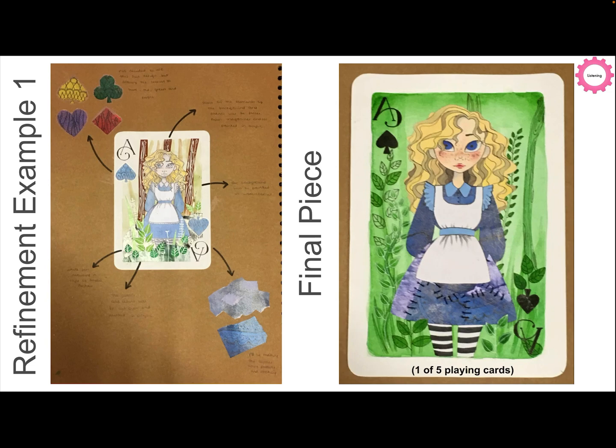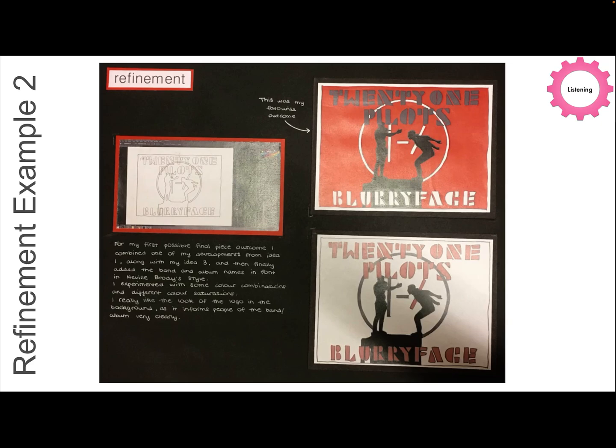This is where they went there. They then decided to move on, and that's their final piece on the right hand side. They ended up making 5 different playing cards. So on the left hand side is their final plan, and then on the right hand side is the final piece, and you can see they've changed a few things. So that just gives you an idea about going from the final plan into the final piece itself.